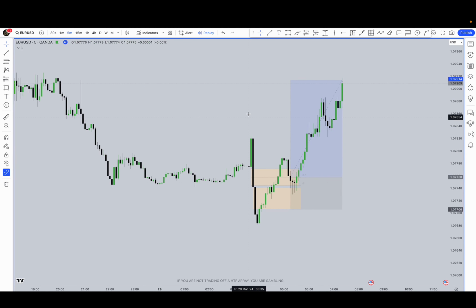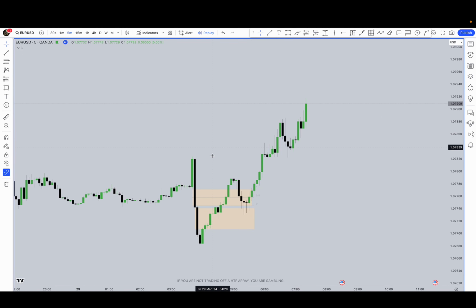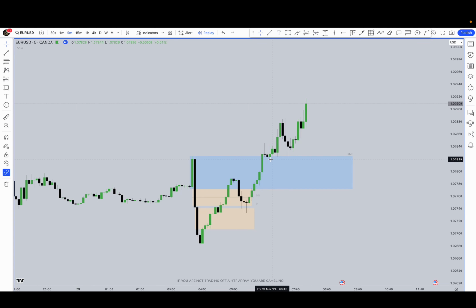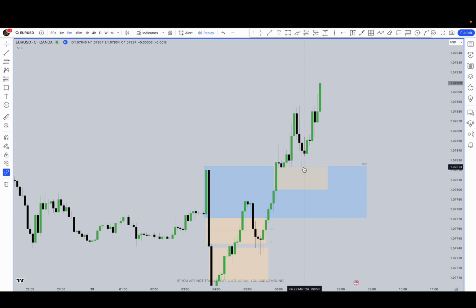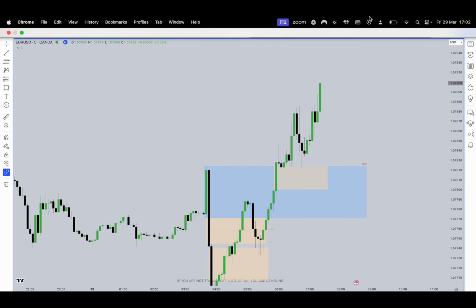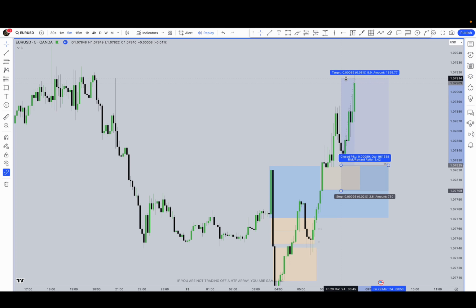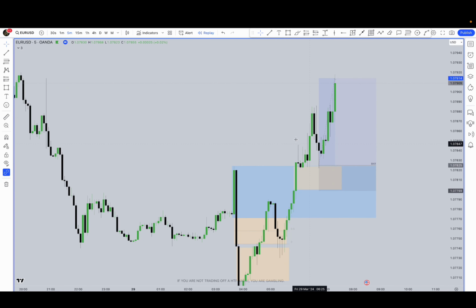And if you miss this entry, you can always look, okay, can we enter somewhere else? What do you see right here? We have this breaker right here, this bullish breaker. We have this fair value gap, and here you have another entry. So you can just take on top of the breaker, stop loss below, same take profit, and you have a clear 1 to 3 to play with.